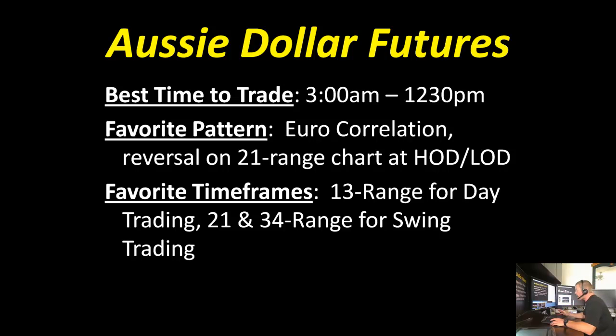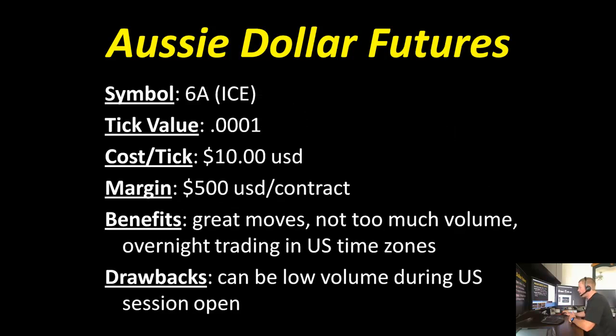And my favorite time frames for the Aussie dollar are the 13 range for day trading, 21 and 34 range for swing trading and position trading. And don't forget, I can also use a 30-minute chart and a 60-minute chart for any of my swing trades as well. All right, guys, one of our favorite markets, again, it trades on the CME group. Symbol 6A, $10 per tick. Fantastic balance of volatility and volume. It's an overnight trading market that makes it a good fit for a lot of traders.